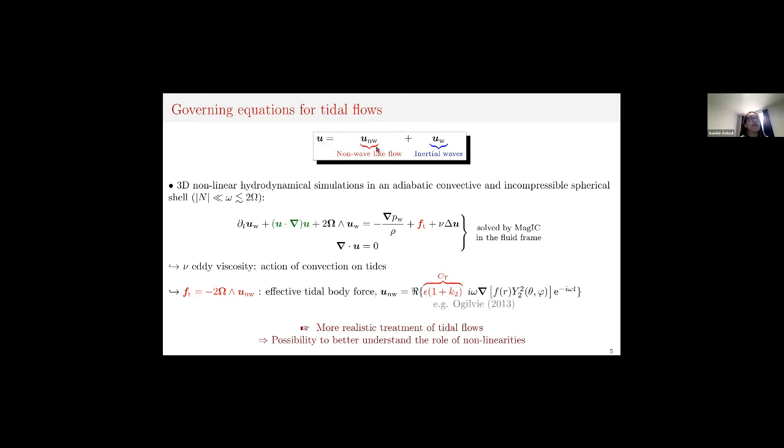We decompose our flow into the equilibrium tide plus inertial waves. And we also perform 3D nonlinear simulations in a shell using the pseudospectral code MagIC. And we use a different way to force waves, which is more realistic. The equilibrium tide here satisfies quasi-hydrostatic balance. And the remaining action of the inertial term here, the Coriolis acceleration, is going to act as an effective tidal body force to excite inertial waves.